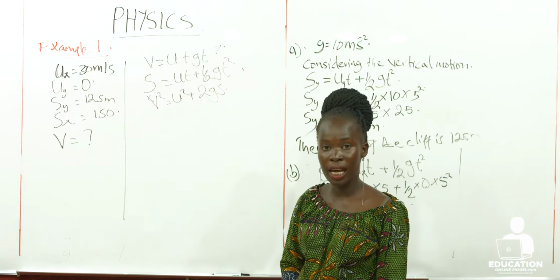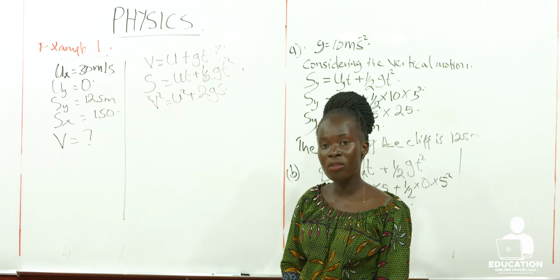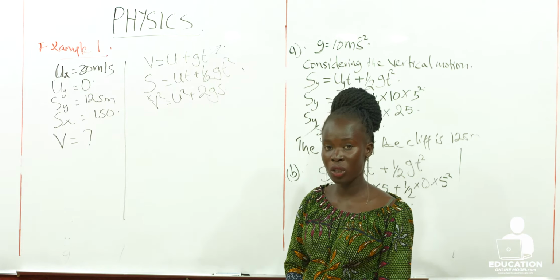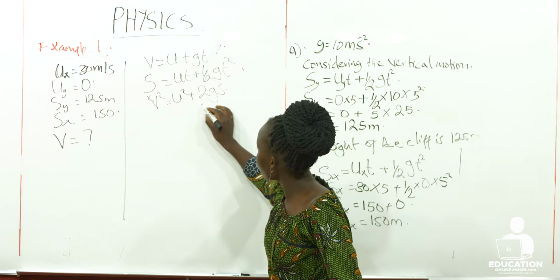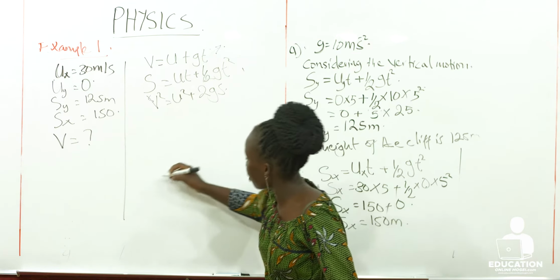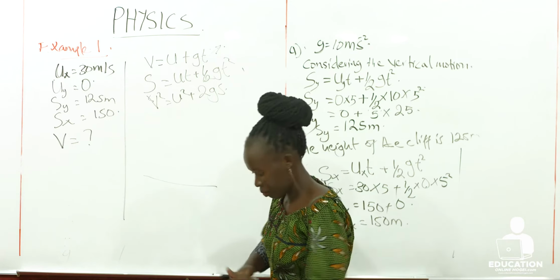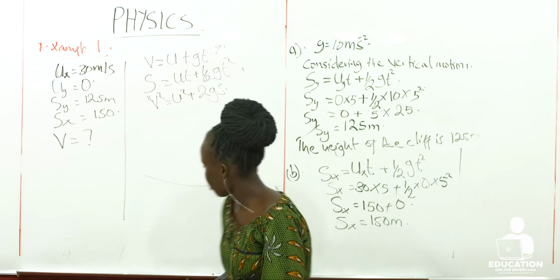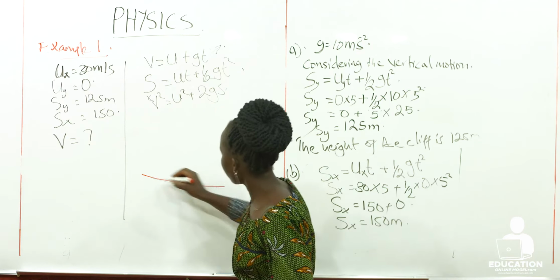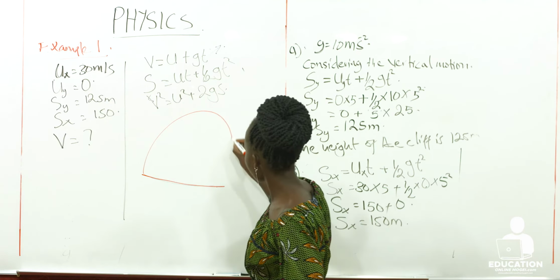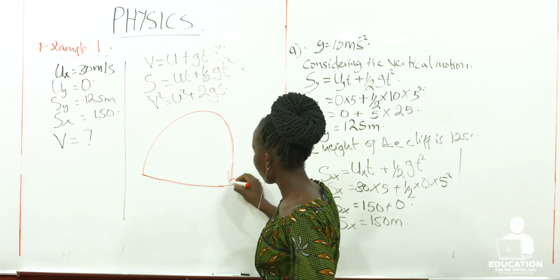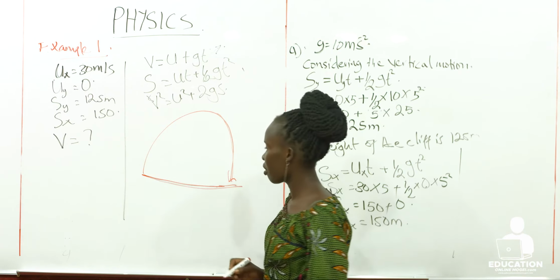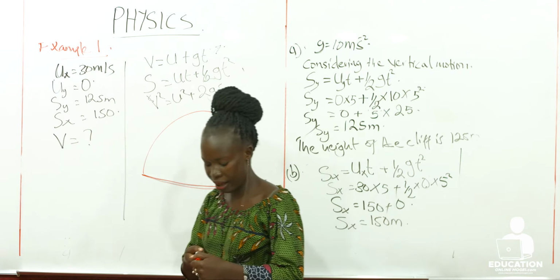vertical motion again. Why are we considering the vertical motion? We are considering the vertical motion because it was moving in a vertical direction. Because if you look at this, if you take a look at this moving like this, you see that it is moving vertically, not horizontally, not moving this way. So let's take a look at that.